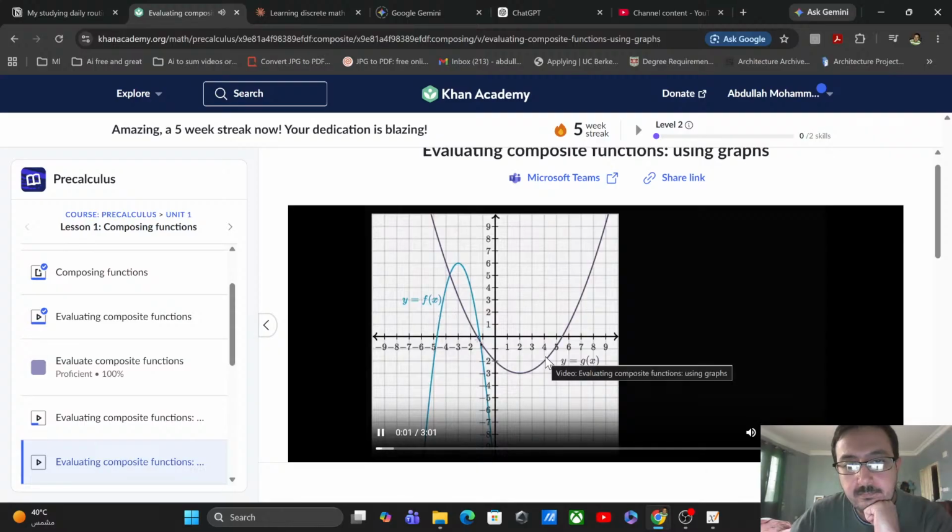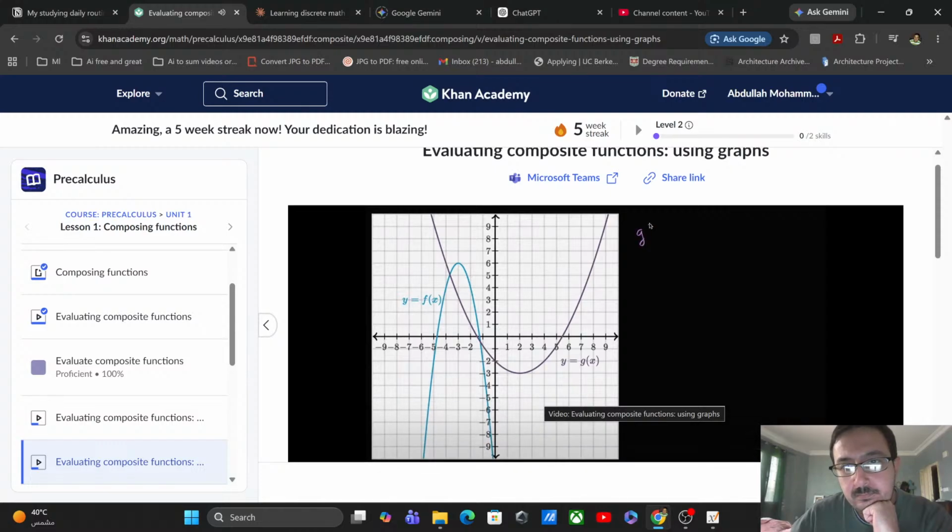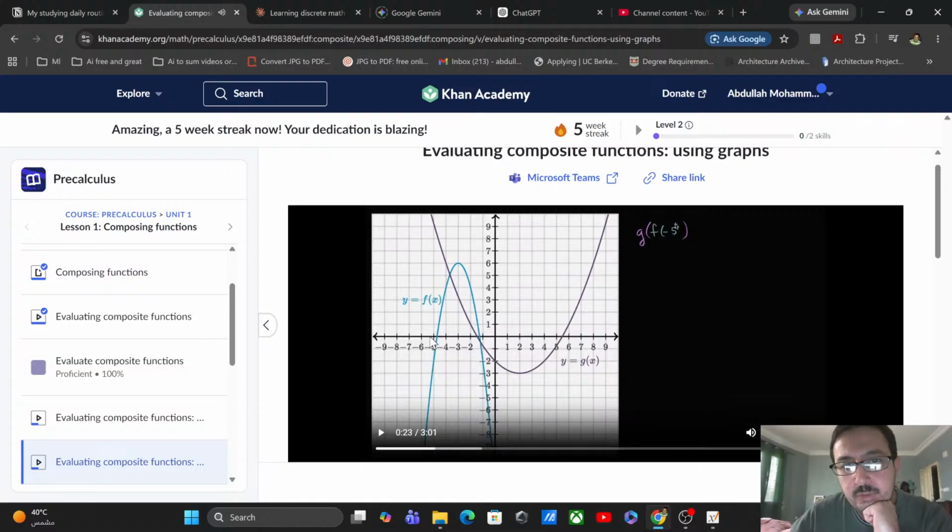So we have the graphs of two functions here. We have the graph y equals f of x, and we have the graph y is equal to g of x. And what I want to do in this video is evaluate g of f of -5. Let me do the f of in another color, f of -5.